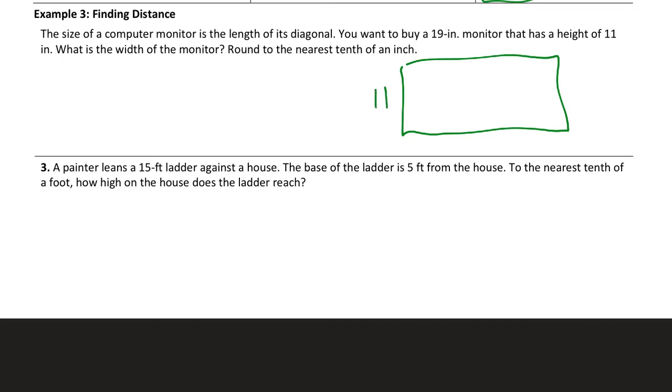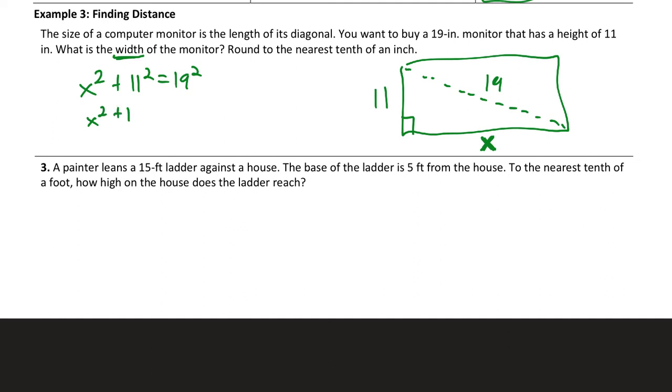The 19-inch monitor, the 19 inches, is this distance right here, the diagonal. And that creates two right triangles. And we're asking, what is the width of a 19-inch monitor? So the width is this value right here, this horizontal length. So to find this, we're given the hypotenuse, we're given one of the legs, so we are finding the other leg.